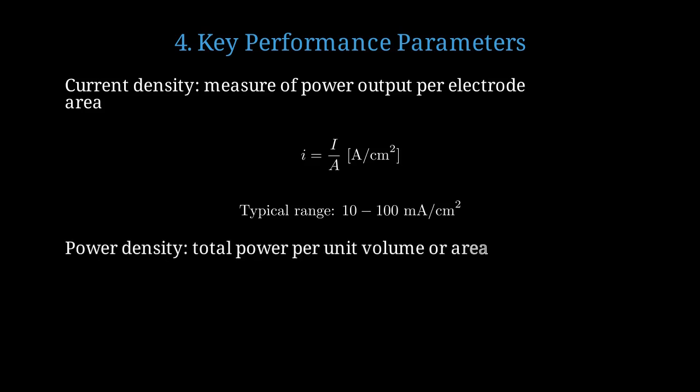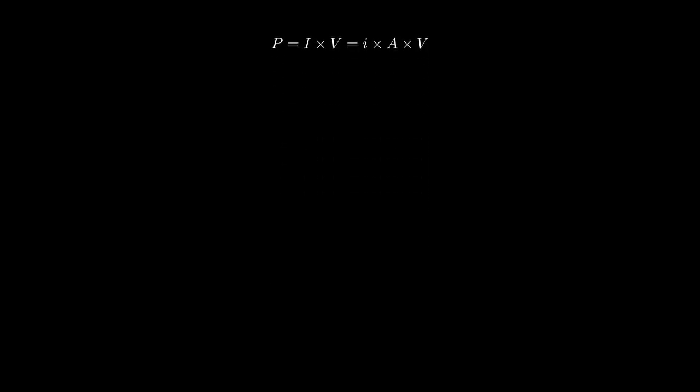Power density measures the total electrical power output normalized by volume or electrode area. Power equals current times voltage, or equivalently, current density times area times voltage. For practical applications, power densities exceeding 50 milliwatts per square centimeter are desirable.